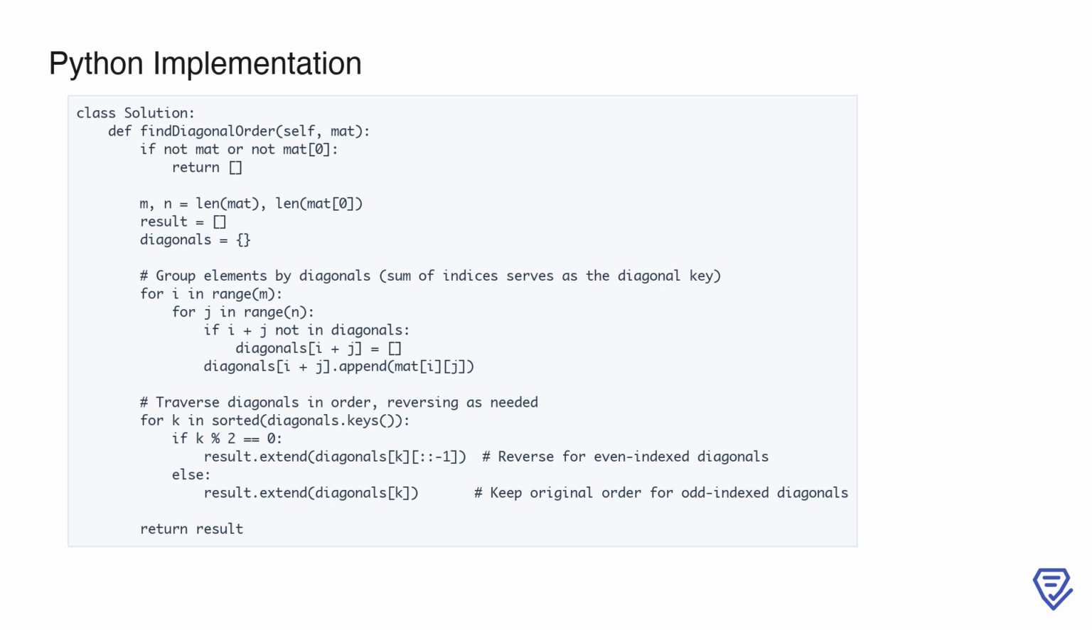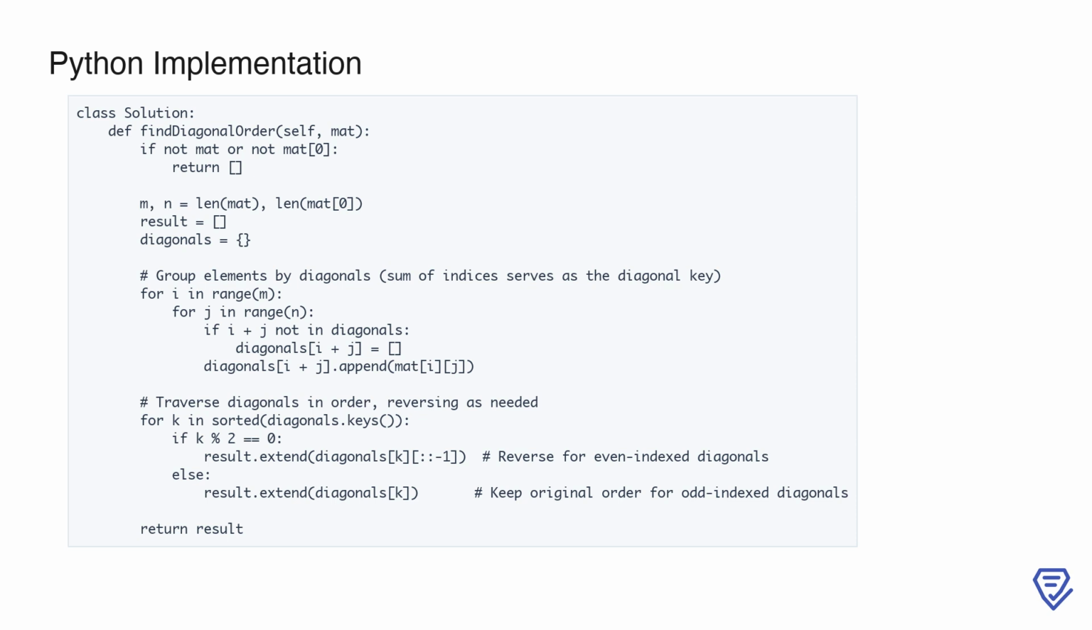We iterate through each element of the matrix using nested loops. For each element at position i, j, we calculate its diagonal key as i plus j and append the element to the corresponding list in the diagonals dictionary. If the key does not exist yet, we first create an empty list for it.